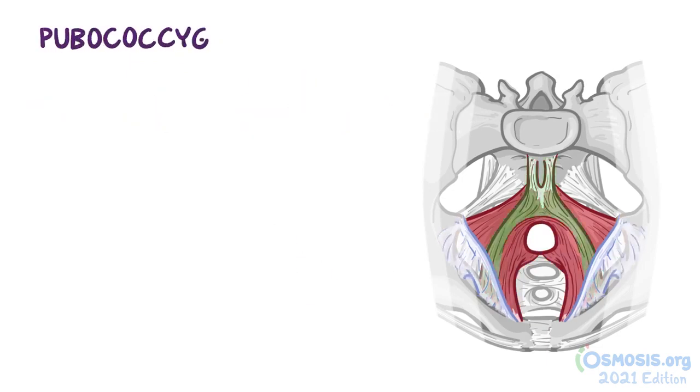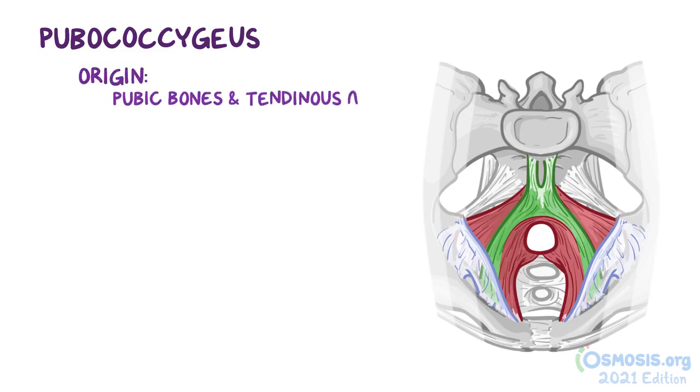Next, there's the pubococcygeus, which is the wider, thinner, intermediate part of the levator ani muscle. This part arises lateral to the puborectalis, from the posterior surfaces of the bodies of pubic bones, in addition to the anterior tendinous arch. The lateral muscle fibers go posteriorly to attach to the coccyx, hence its name, pubococcygeus.